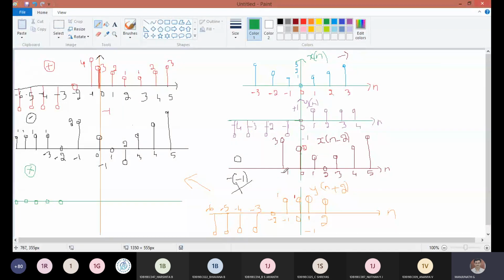Now let's move on to minus 1. So tell me what is the thing. So at minus 1, here 3 is there, here 1 is there. So what is the answer? 3. Good. So for minus 1, 3 into 1 goes to 3.